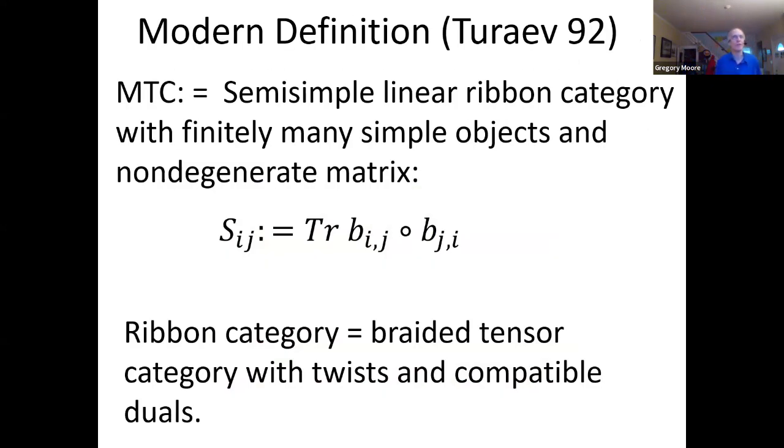The modern definition, which first appeared in a paper of Turaev in '92, is that a modular tensor category is a semi-simple linear ribbon category with finitely many simple objects. And if you write the matrix S in terms of the braiding matrices, so this formula here is equivalent to the complicated formula I showed you before, then that's non-degenerate. All you have to assume is that it's non-degenerate. And I have to say that when I heard about that result, I was actually surprised. Nadi and I were both surprised. I had totally forgotten about the work with Igor. Anyway, that's the modern definition.